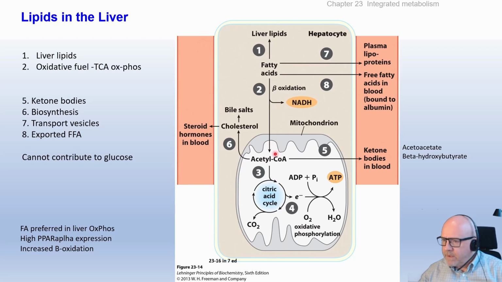Acetyl-CoA that enters from fatty acids can be converted again to cholesterol. The major site of synthesis of cholesterol in the body is the liver, and these are exported. The cholesterol can be converted to steroid hormones and exported in the blood, or the cholesterol can be exported in the blood. Also, in the gallbladder of the liver, cholesterol can be converted to bile salts, which are important in the digestive process. Over here, fatty acids in a hepatocyte, plasma lipoproteins.